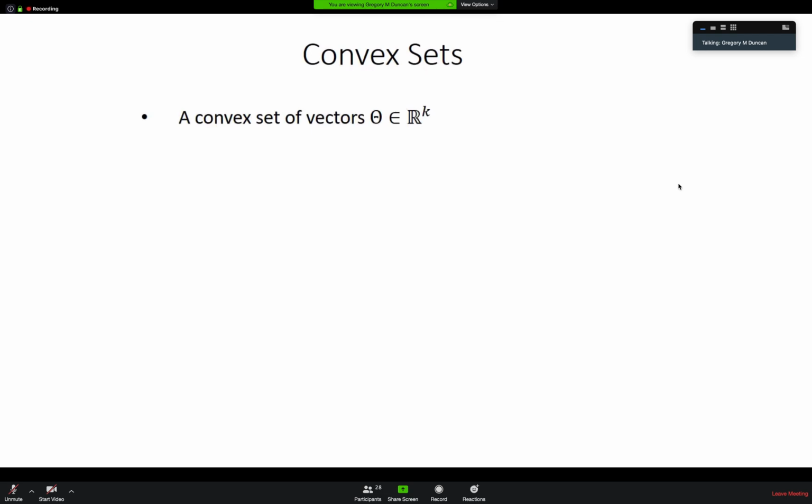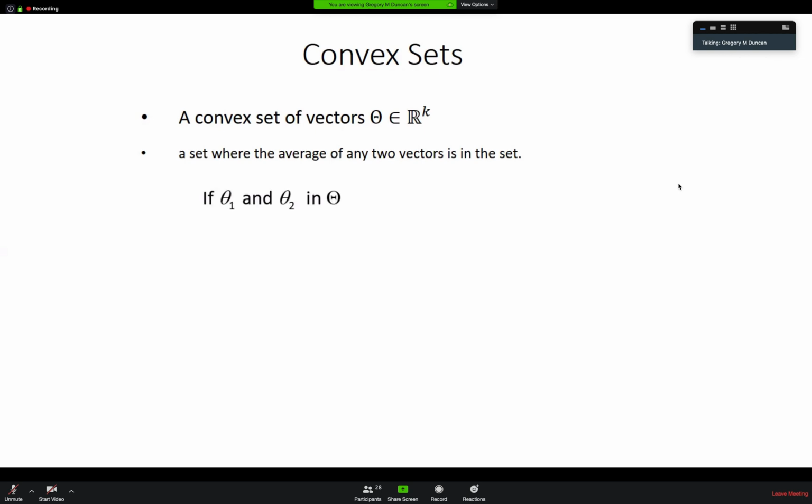I want to talk about convex sets. Okay, it turns out that we will rely on convexity and convex sets, and oftentimes when you use the methods we're talking about and they fail, it will turn out to be because of a lack of convexity. Okay, so I have a set of vectors in Rk, so that means each vector is length k. A convex set of vectors is a set where any average of two vectors is in the set.